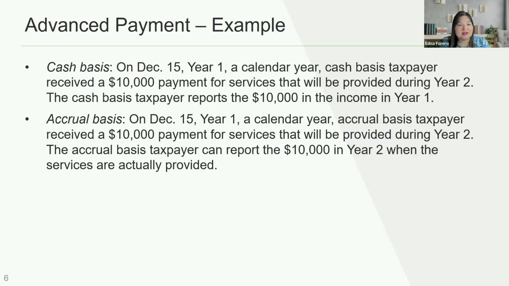For our accrual basis clients, on December 15th, same time frame, year 1, they've received that $10,000 payment for services, but it's going to be provided in year 2. So they got an advance payment. That accrual basis taxpayer can report the $10,000 in year 2 when the services are actually provided. So they may have it in their hand before the end of year 1, but the work itself hasn't been provided yet. So this may be for someone that you provided an estimate, for example, or they've prepaid that work because they've got it available, and now you're not going to report it as income until the following year when the services are actually provided.